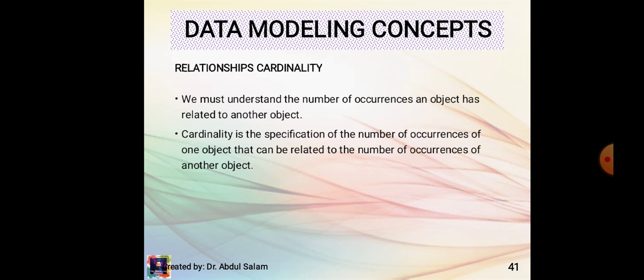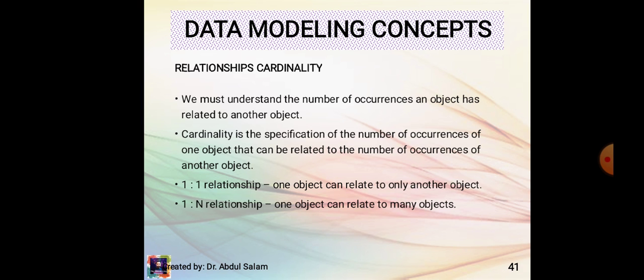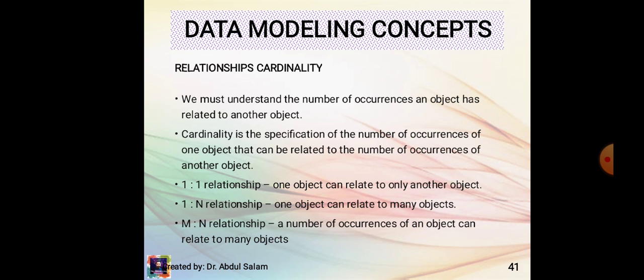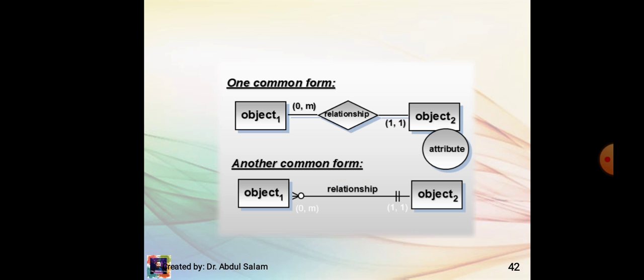Cardinality is the specification of the number of occurrences of one object that can be related to the number of occurrences of another object. 1:1 relationship. One object can relate to only one other object. 1:N relationship. One object can relate to many objects. M:N relationship. A number of occurrences of an object can relate to many objects.